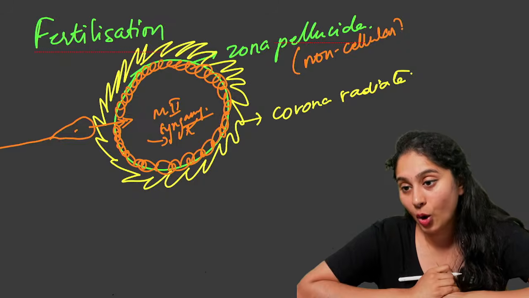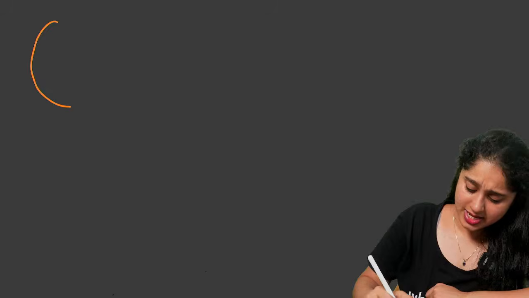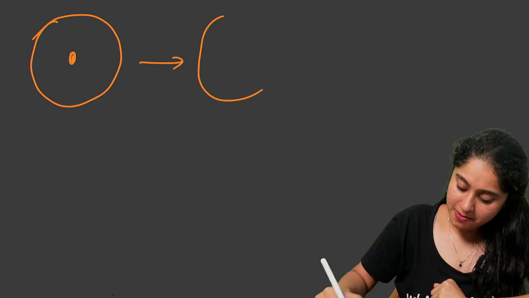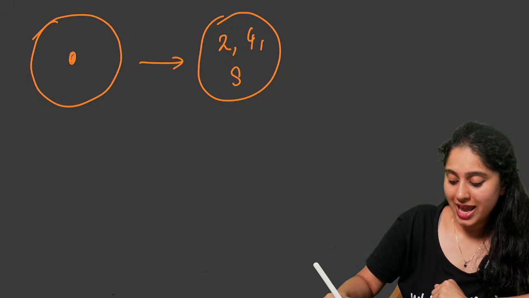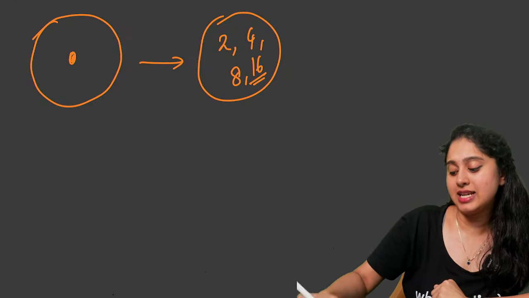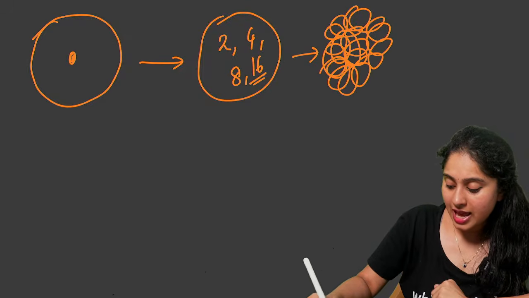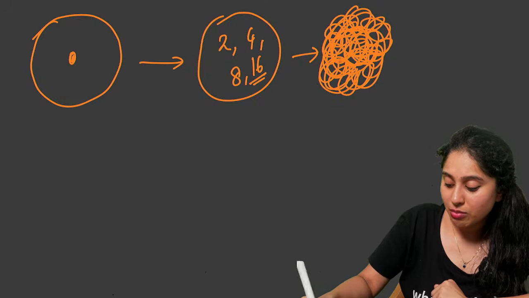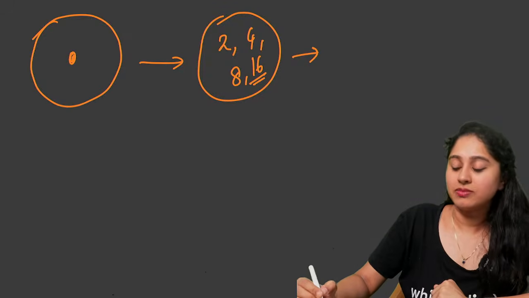Good, Tarun. Now once this is done, this particular zygote will have one nucleus and this much amount of cytoplasm. The same cell will not grow, but it will form 2, 4, 8 and 16 cell stages. That is when we call the cell a morula. The morula is nothing but a ball of cells.